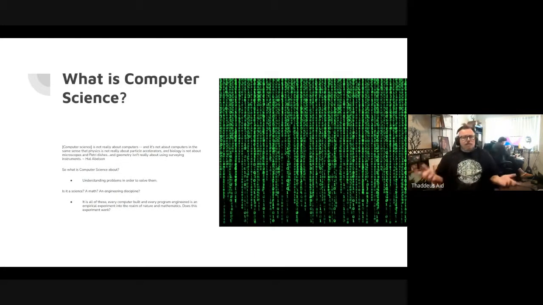So, what is computer science? Abelson said computer science is not really about computers. It's not about computers in the same sense that physics is not really about particle accelerators, and biology is not about microscopes and petri dishes, and geometry isn't about using survey instruments. The computer itself is an instrument for us to be able to do the work that we actually want to do. We want to be able to understand problems and we want to be able to solve those problems.